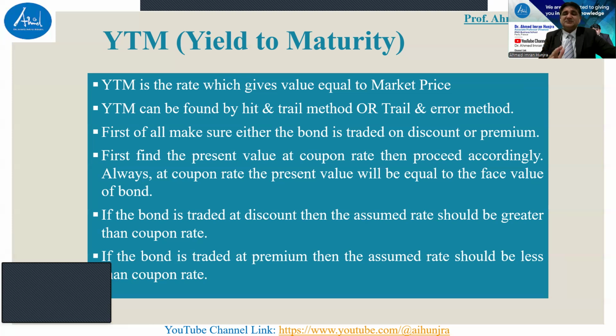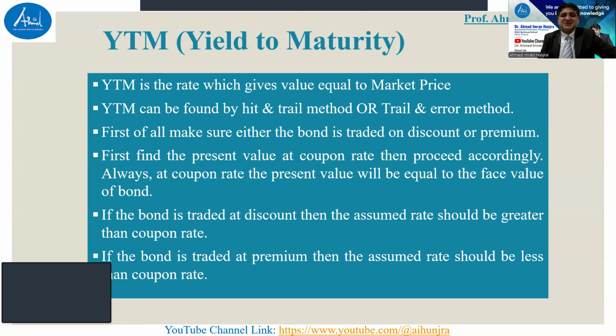If, after identifying, the bond is traded at a discount, then what is the mechanism? If the bond is traded at a premium, then there is no need to find the YTM because the coupon rate will be equal to the YTM. So we can simply write an assumption. If the bond is traded at par, it means the market price is equal to face value. So then YTM is equal to the coupon rate.